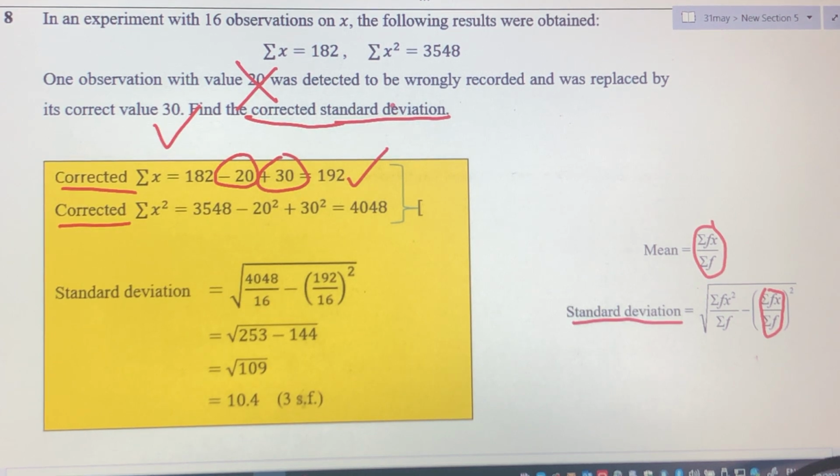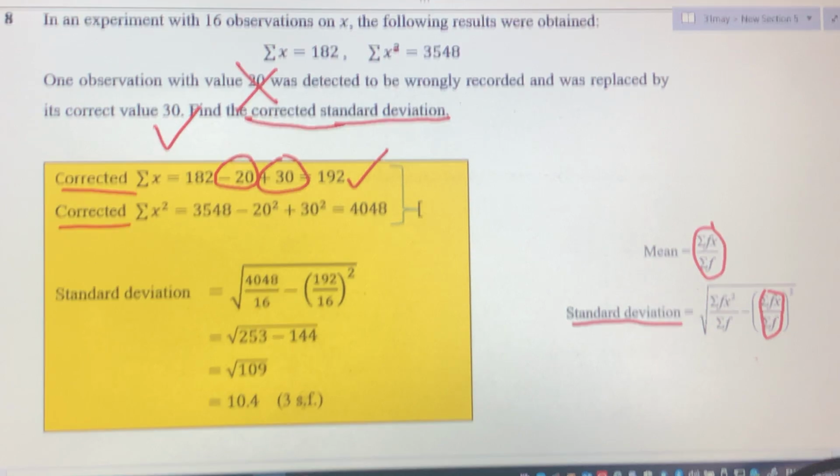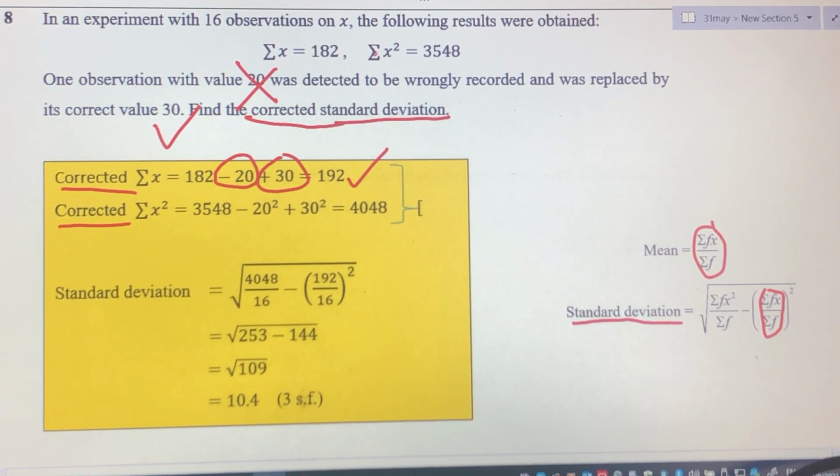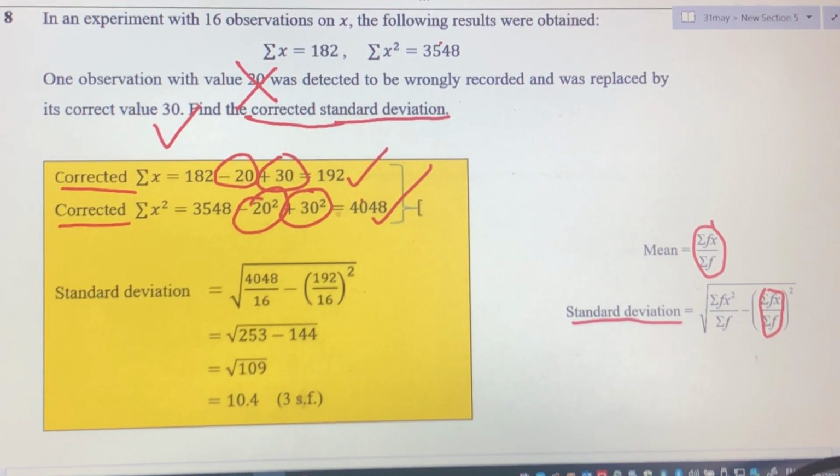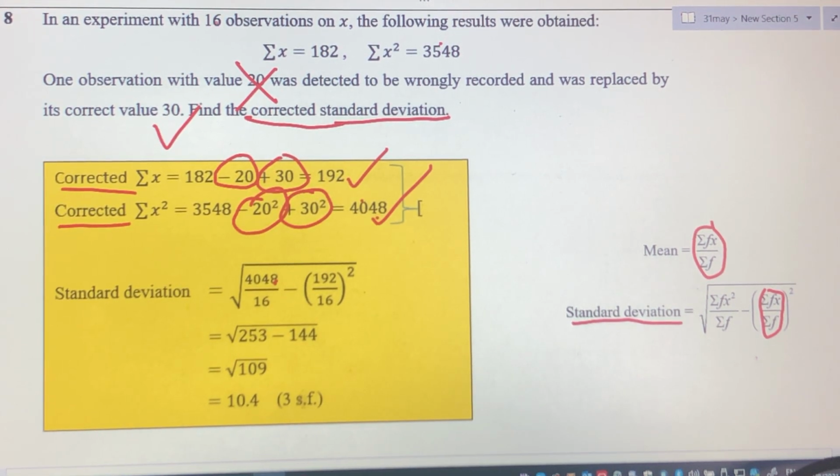Okay, and similarly, because you add up all the x square, right? So you actually squared this and you added up here. Right now you have to remove that and add in this correct one. Square the 30, add in here. So this is the corrected one. And once you have done that, you can just apply this formula already, okay? Because your x square is this fella. Then the summation, all the frequency, there are 16 of them, right? Okay, throw here. Then this one, throw here, that's it.